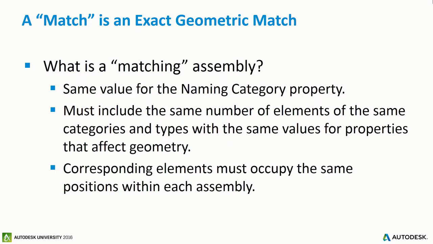So if one assembly has 3 plates, the matching assembly needs to have those same 3 plates. They have to be the same family and type. They have to have the same geometric configuration. So if the plate's 4x6, it needs to be 4x6 in both places. And it has to be geometrically identical. So all those plates have to be in the same location and have the same size. Okay? Any questions about that right now?